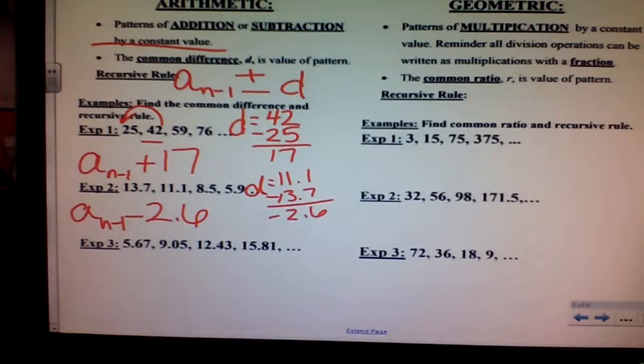Again, to find my D value here, 9.05 minus 5.67, and you get 3.38. So a sub n minus 1 plus 3.38.